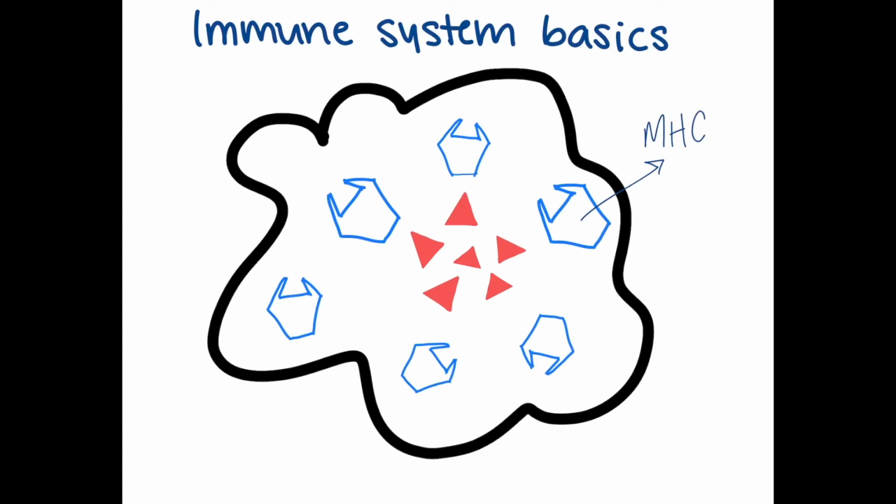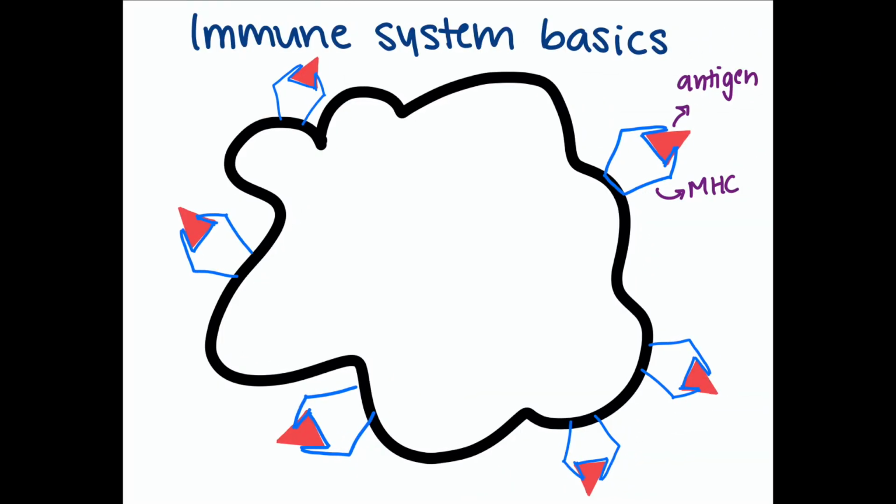The white blood cell also contains these things called major histocompatibility proteins, or MHCs, which help the white blood cell present the antigens to T cells. So here's what a white blood cell would then look like presenting the antigens and the MHCs.